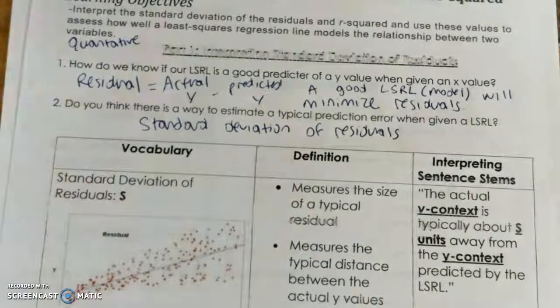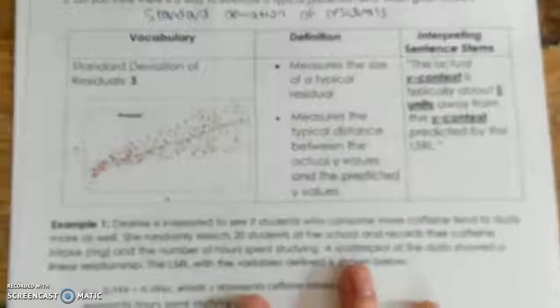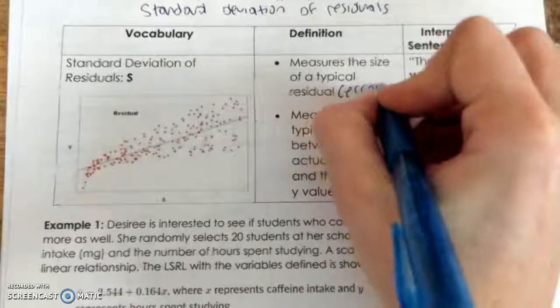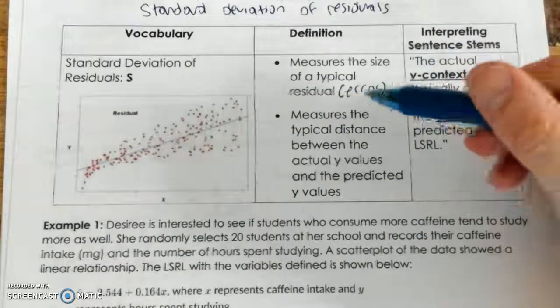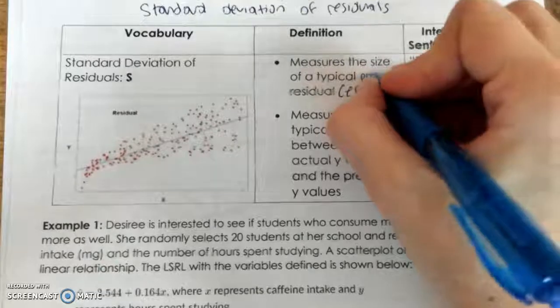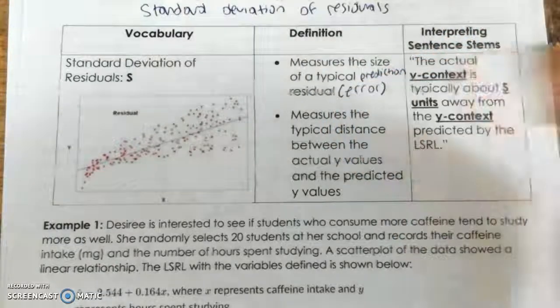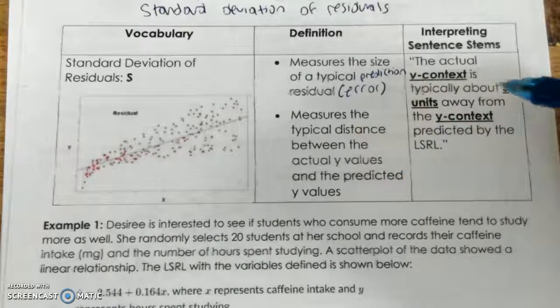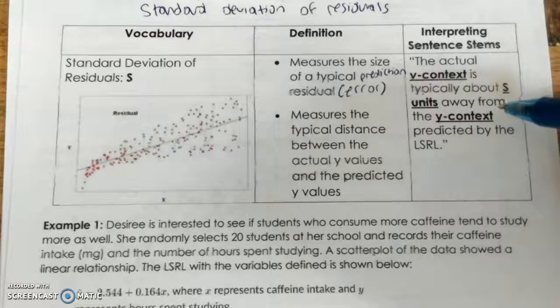All right, so number one, vocabulary. Standard deviation of residuals. So we use s to signify standard deviation of residuals. So what that does is it measures the size of a typical residual. And I'm just going to put the word error right here so we can always know what we're talking about when we say residual. We're talking about error, right? How off, or I should say prediction error. How far off our prediction was from our actual, right? It measures the typical distance between the actual and the predicted. So the actual y context is typically about s units away from the y context predicted by the LSRL.